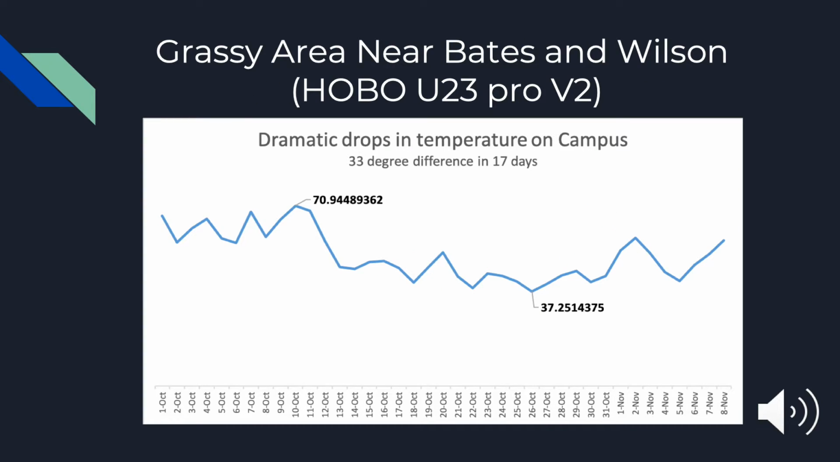Here on the grassy area near Bates and Wilson, I did the same thing and direct labeled the highest temp and the lowest temp. And here you can see that there is a dramatic difference in the temperatures. There's a 33-degree difference in just 17 days.